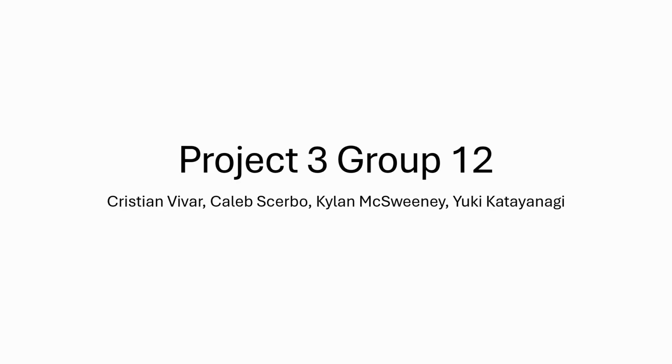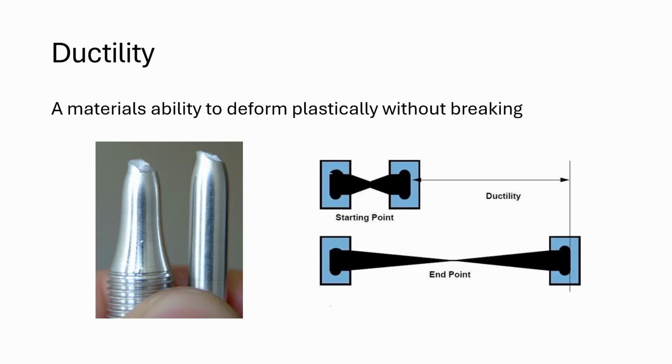So let's first start out by defining what ductility is. Ductility is simply a measure of a material's ability to plastically deform before it breaks. On the picture on the left, you can see that the bolt has been stretched past that point, and on the picture on the right we have the starting point of our material and the end point right as it's about to break, and you can see that percent elongation is the ductility.